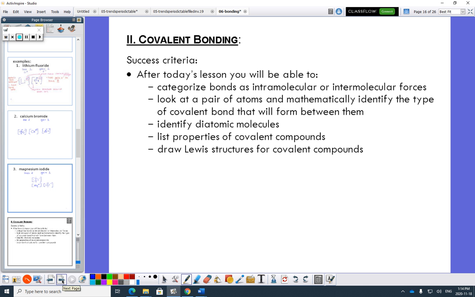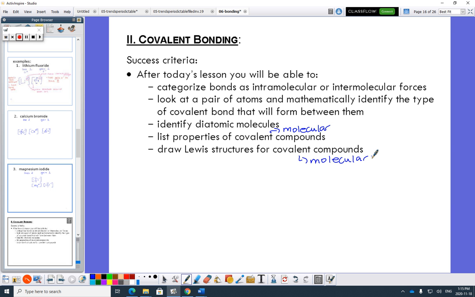Okay, so we already did the classification of intra and inter. We are going to now mathematically identify the kind of bond that's formed because we're going to look at 2 types of covalent bonds. If your teacher called these compounds molecular, it's the same thing, okay? Molecular compounds have covalent bonds, so sometimes we just call them covalent compounds.